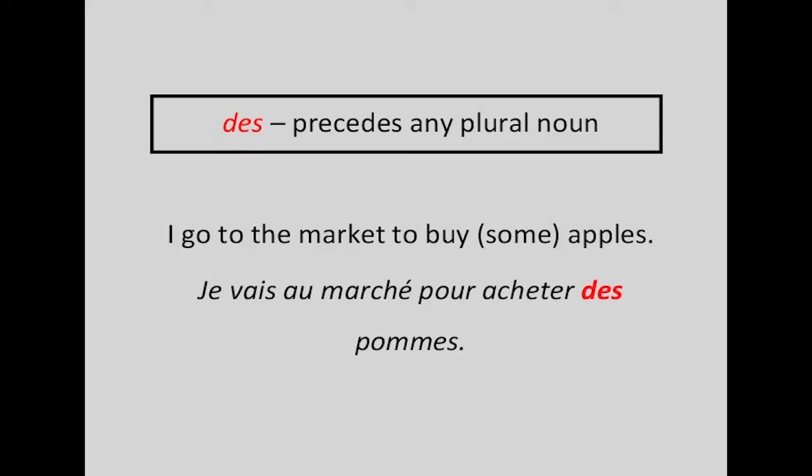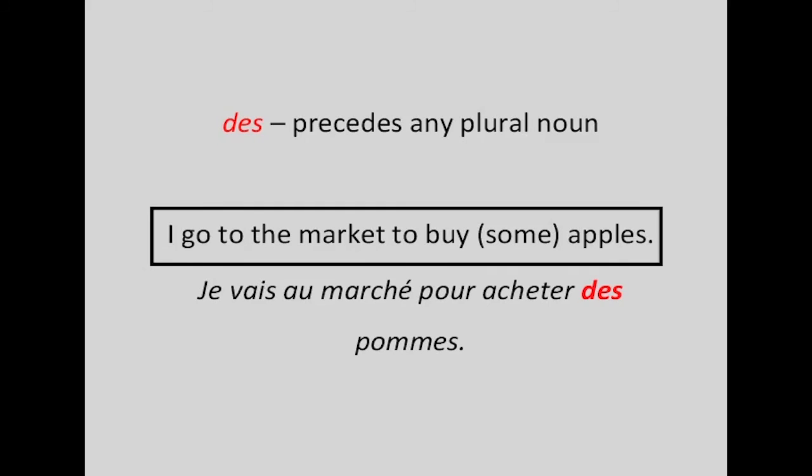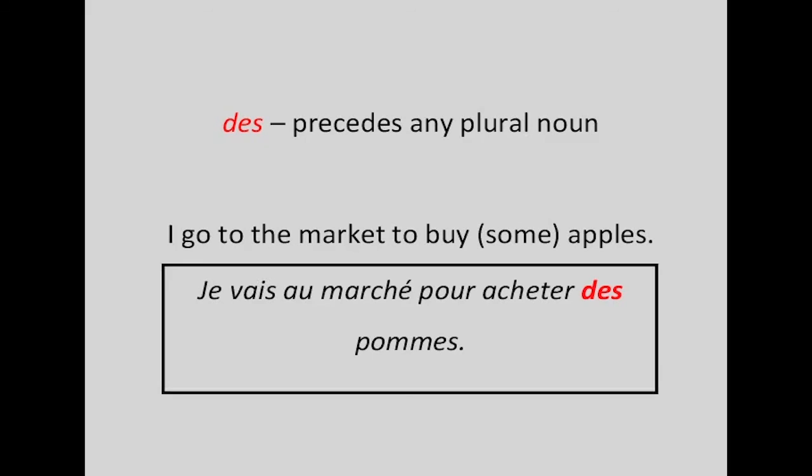Let's consider the sentence, "I go to the market to buy apples." Apple is a countable object, but when you choose not to count or specify a certain amount or number of a drink or food, you can use the partitive article. The French translation is "Je vais au marché pour acheter des pommes."